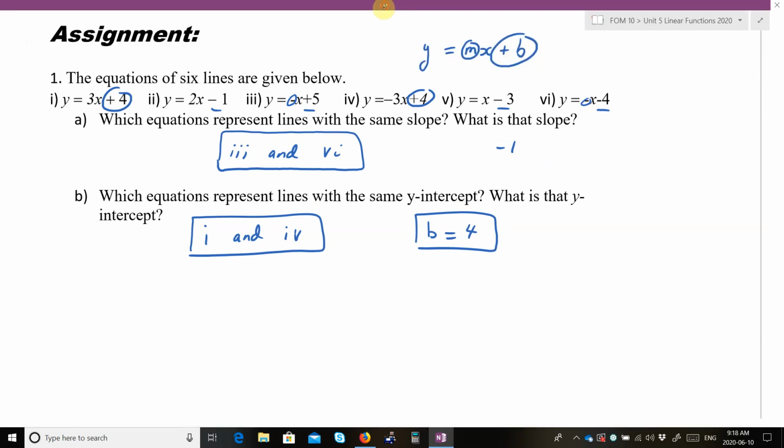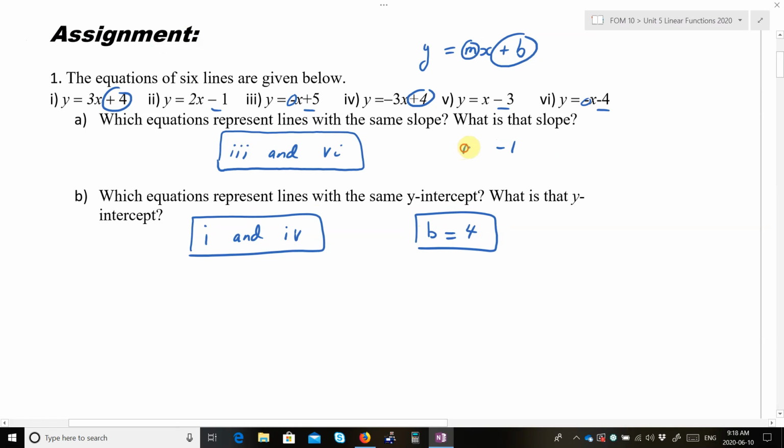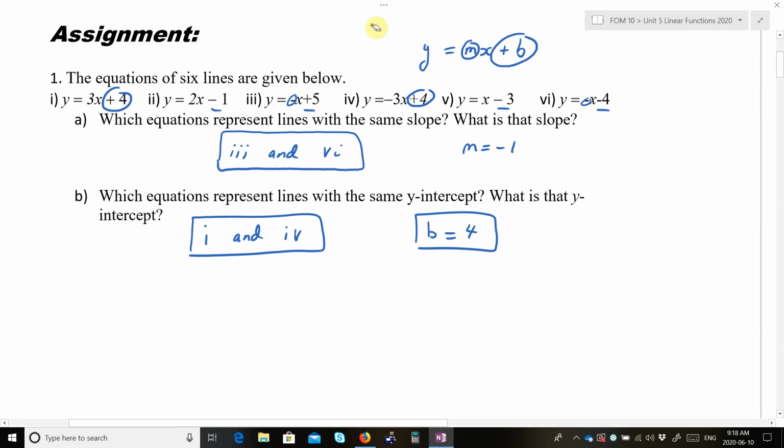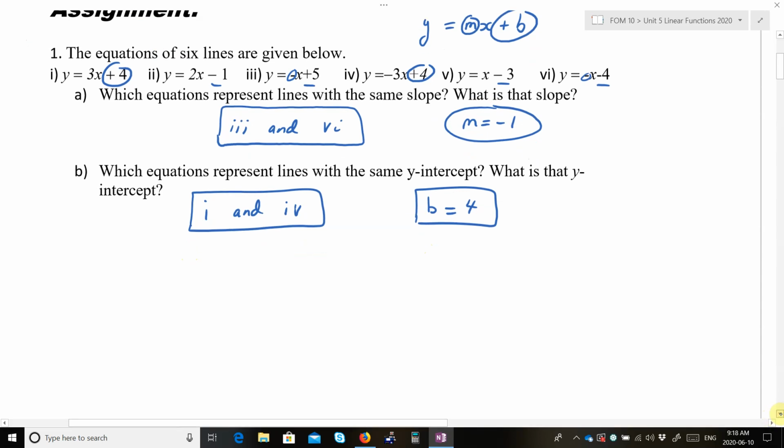Okay, and up here, this was m, the slope, equals -1. Okay, so there's number 1. And I'm just confirming with the answer key. Things look good with that.